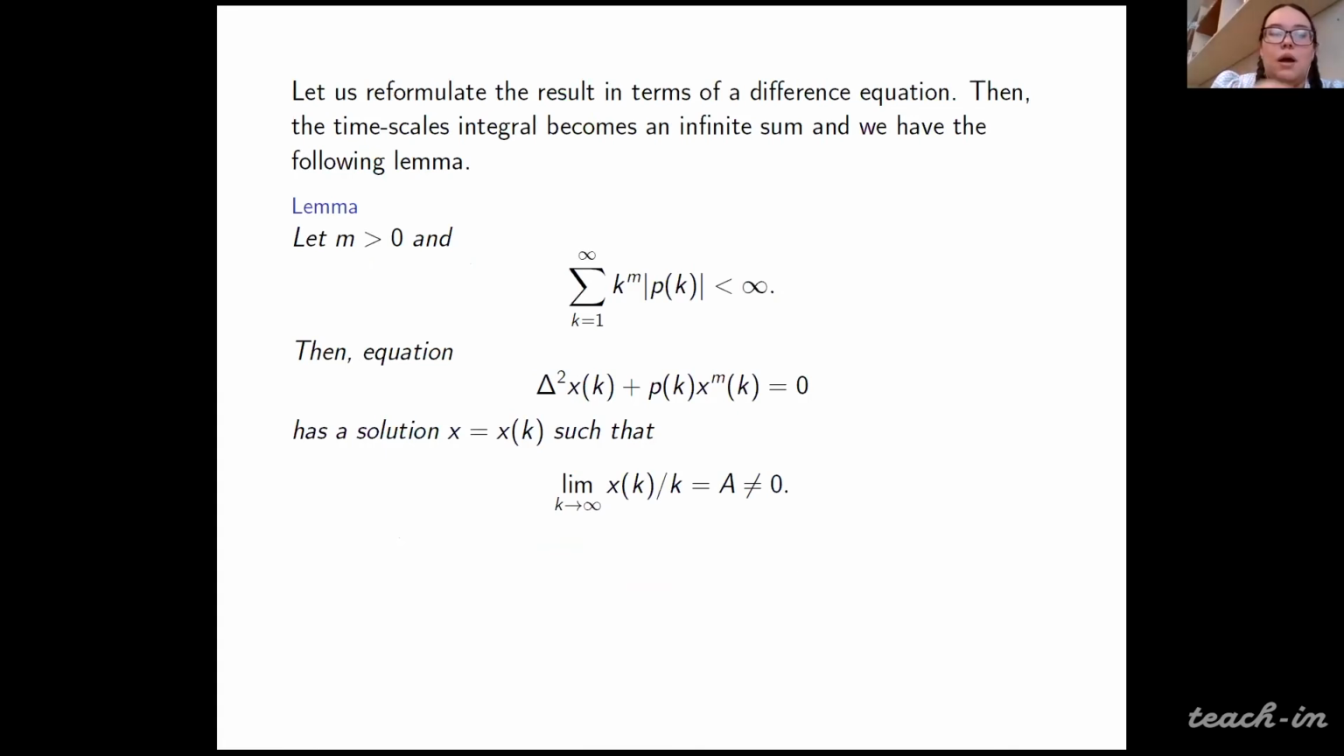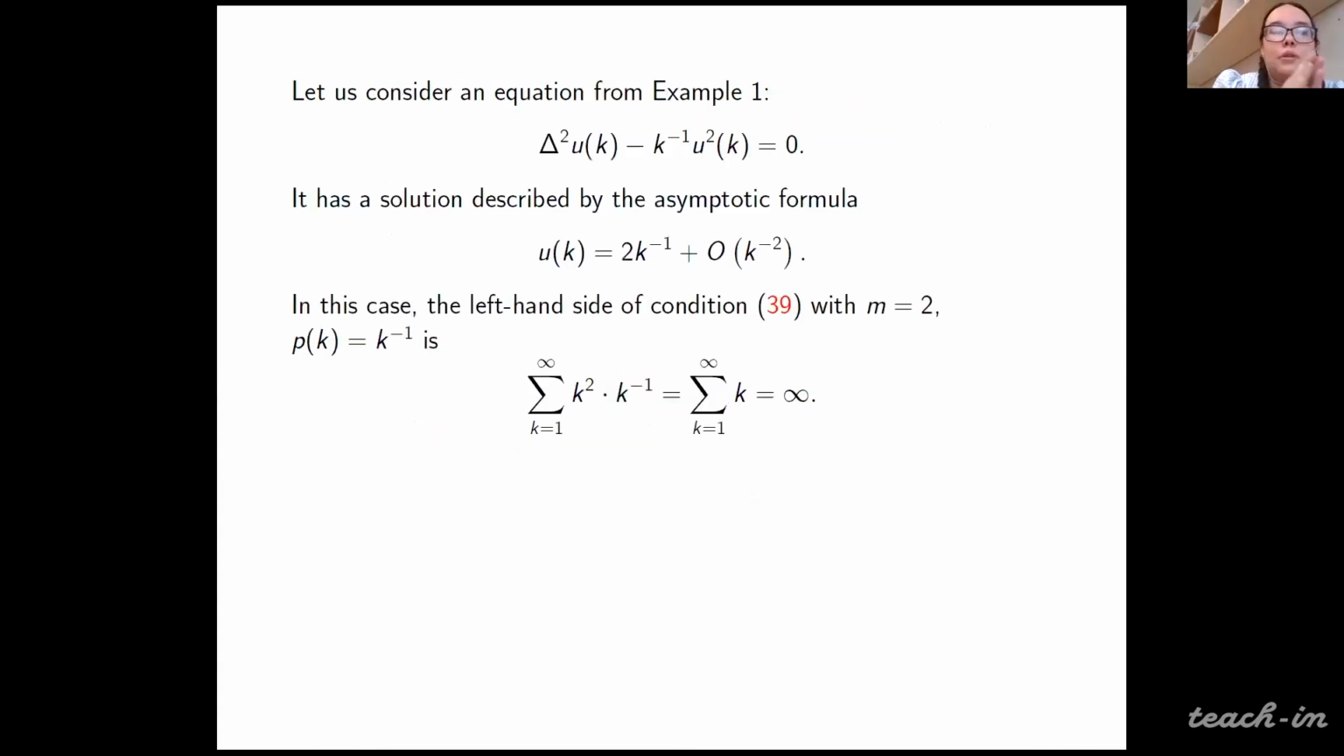And how can our results be combined with this result? As we have seen in the first and second examples, in the first example we considered the Emden-Fowler type equation, and we can show that this equation has the following asymptotic formula. If we try to check the result from time scale calculus, in our case the following sum diverges, so that theorem can be applied for this equation, and we get the same asymptotic behavior of the solution as in that theorem.